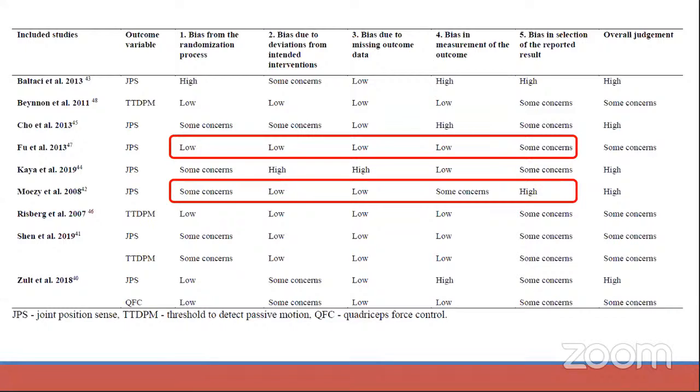And don't forget that here we looked at outcome level. You can see JPS, TDPM, and QFC. And the articles Shen et al. and Zult et al. have been added twice. And this is because they had 2 outcomes of interest that were included in the review. Okay, both JPS and TDPM from Shen et al., and JPS and quadricep force control from Zult et al., were assessed separately for risk of bias. So you should perform risk of bias assessment for each individual outcome of interest and not at the study as a whole, which was the difference from the earlier versions of other risk of bias tools.